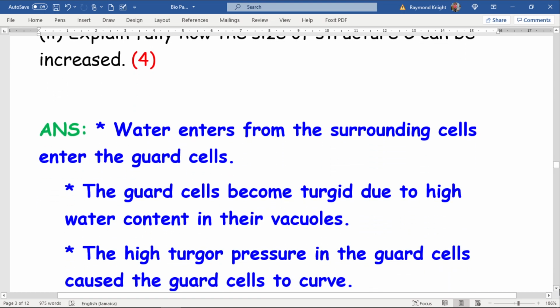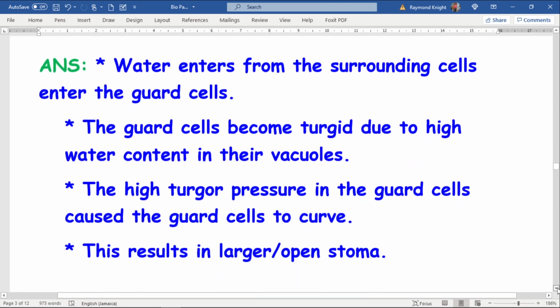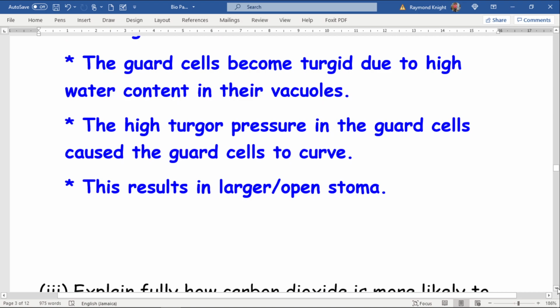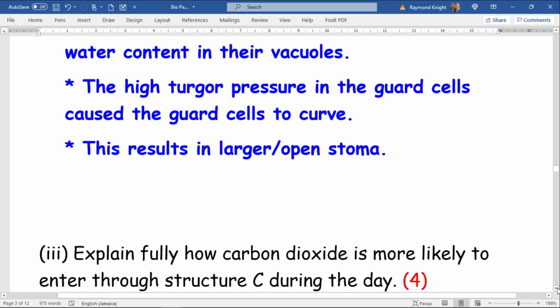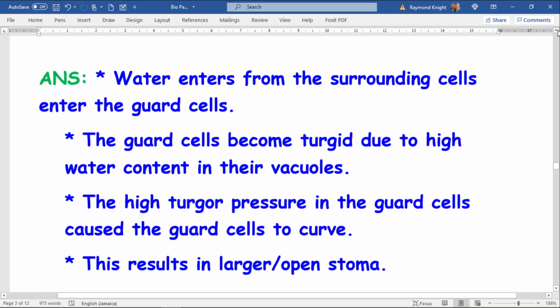And this is the answer right here. And there's a 4-mark answer, right? So 1 is that water from the surrounding cells enters the guard cells. All right, the guard cells become turgid due to high water content in their vacuoles. And as a result of this, you have a higher turgor pressure in the guard cells, causing the guard cells to curve. And this curving of the guard cells will result in a larger or a wider open stoma. Okay, that will be your answer right there. All right, let me go back a little bit so you get all of it together. Okay, so please make a note of it. All right, go through it again.